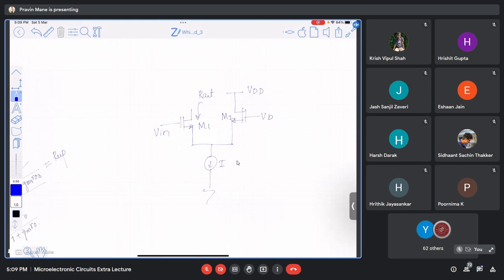What is done to the constant current source in calculating impedance, R out? Open circuit. Open circuited, right? So this should be open circuited. So what is the impedance looking from this terminal now?